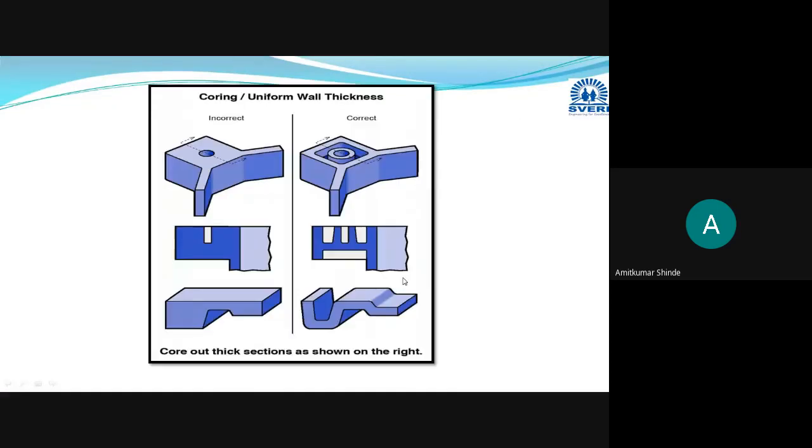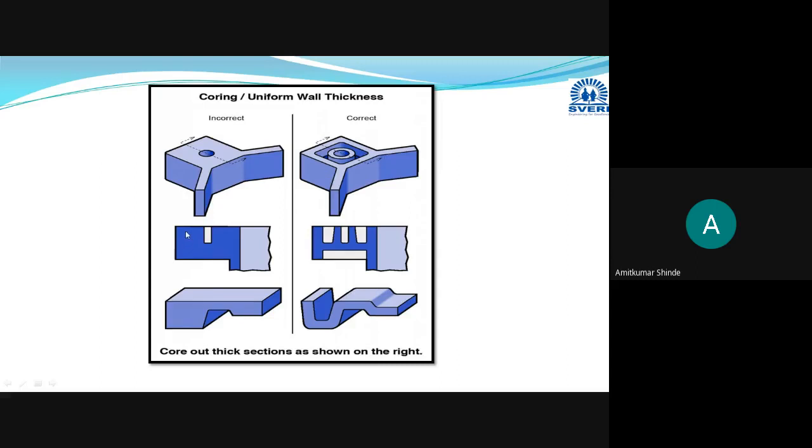Some diagrams are there. These are the incorrect or initial designs, and these are the final designs after providing the coring. Thick and non-uniform wall sections are converted into uniform wall sections. Parts have uniform wall thickness, and here the extra material is removed by providing steel in the mold. Uniform wall thickness is achieved.